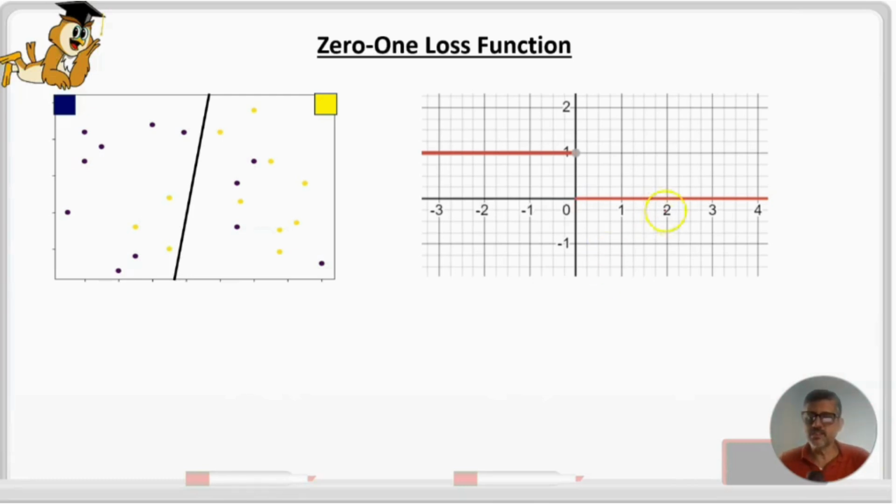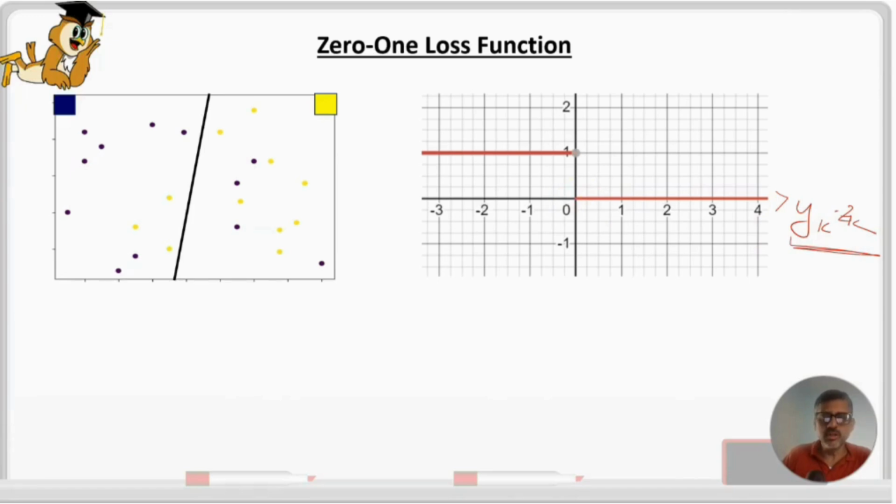On the x-axis what you have plotted is yk, right? So if yk is less than 0, the loss function returns a value of 1, and if yk is greater than 0, it returns a value of 0. This is what we saw in the last slide.